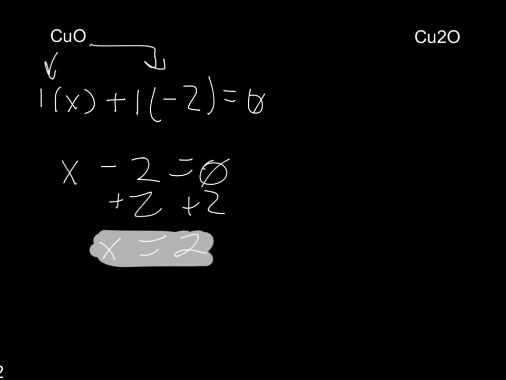So I can now write the formula, and it would be copper, its magnitude, which is designated by a Roman numeral, and then oxide. And there we go. There's its name. I'm happy. Let's look at this second one.